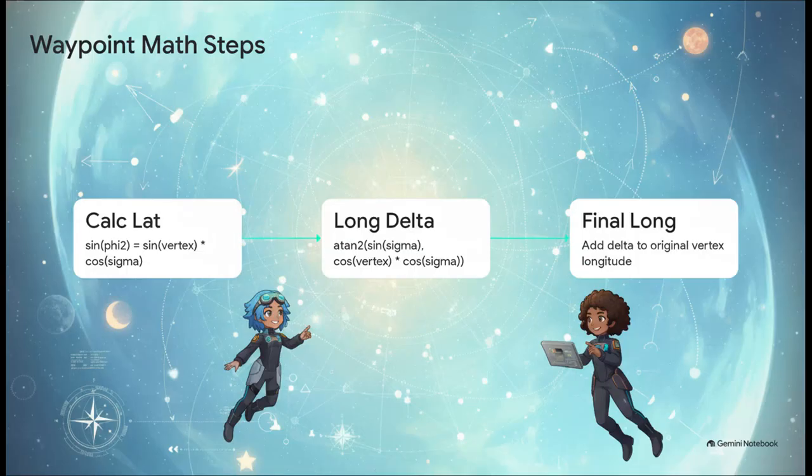I know this looks a little intimidating, but here is the logic building step by step, straight from the underlying JavaScript. Step 1 calculates the new waypoint latitude by multiplying the sine of our vertex by the cosine of our distance. Step 2 figures out the shift in longitude using an arctangent function. And then Step 3 just adds that shift to our original point. So functionally, you're just taking a starting point, factoring in an angle and a distance, and boom, it gives you a brand new exact GPS coordinate.